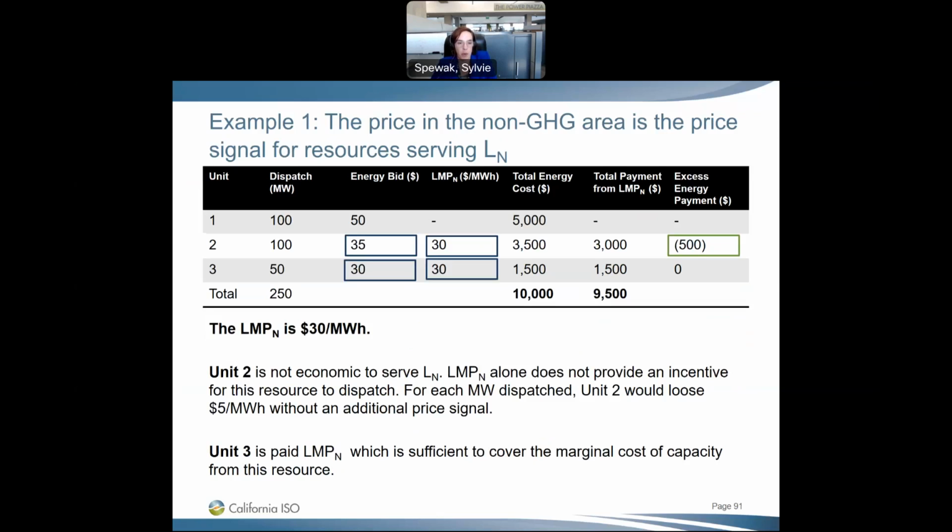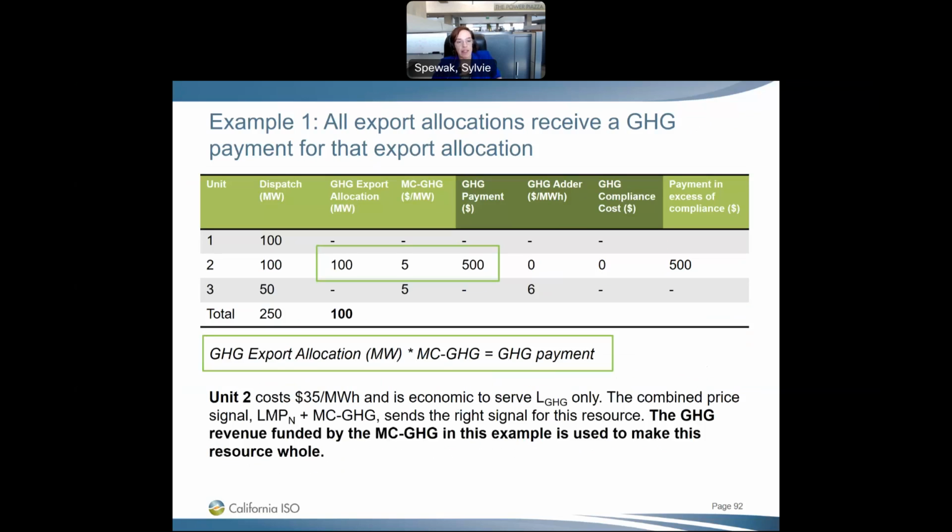So before we move on, let's focus on this negative 500 here. Unit 2 is not dispatched to serve the non-GHG area, but we still want it to be made whole. So we need to make sure that it gets its excess energy covered. And that's going to come from revenue from the export allocation. So we're just going to focus on Unit 2 here.